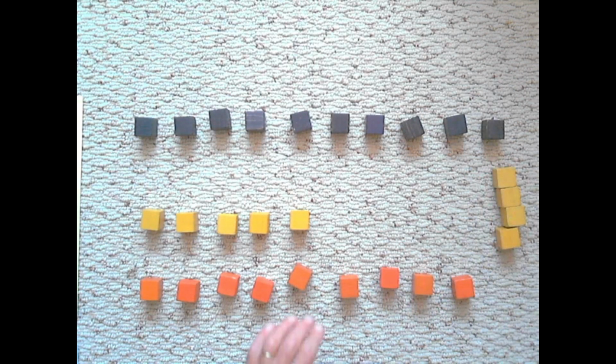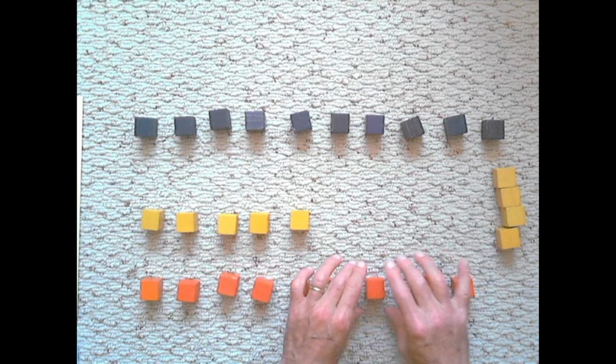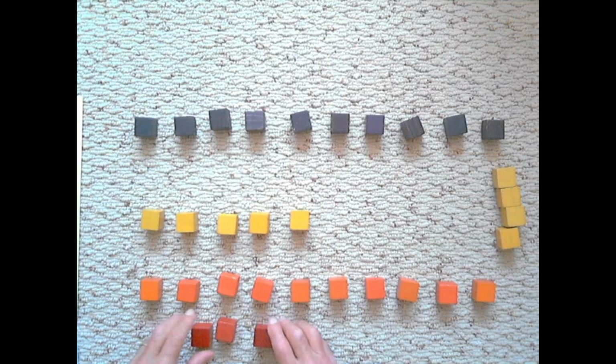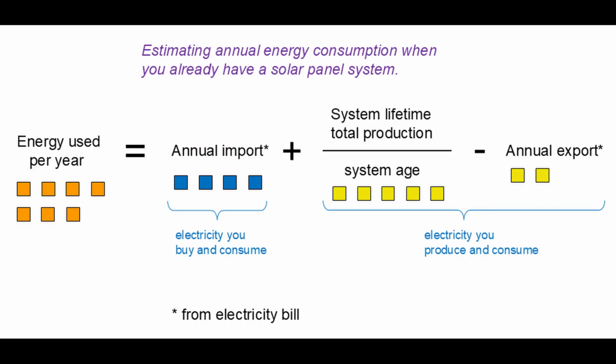So, we have total yellow blocks minus yellow blocks sold to the grid, then plus blue blocks bought from the grid. That's our orange blocks, the amount of energy we used for a year. This is the starting point for sizing our new system.